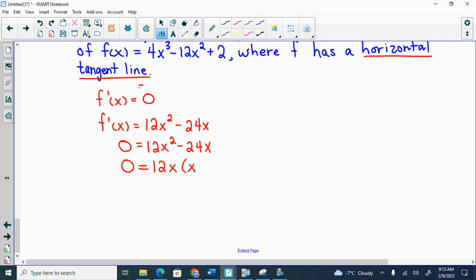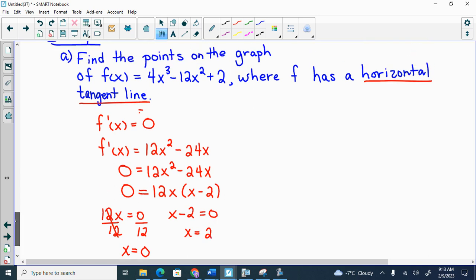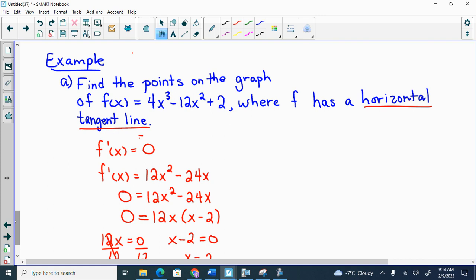And then we get x minus 2. And then just like grade 11, we set each factor equal to 0. So x equals 0, and this one, x equals 2. Now, I'm not going to box those because the question asked us to find the points on the graph.